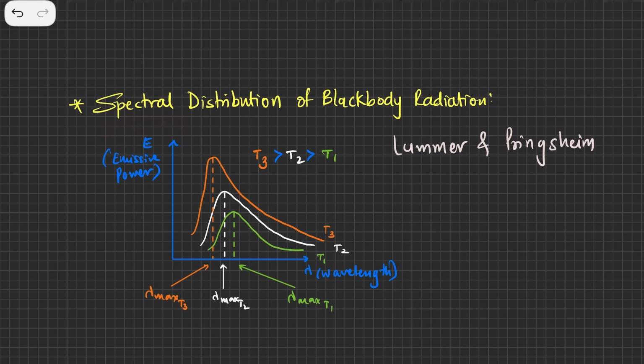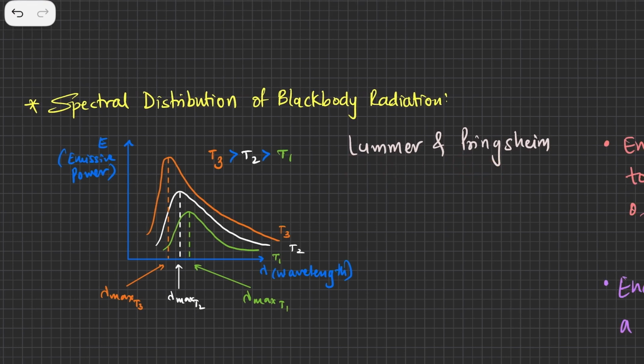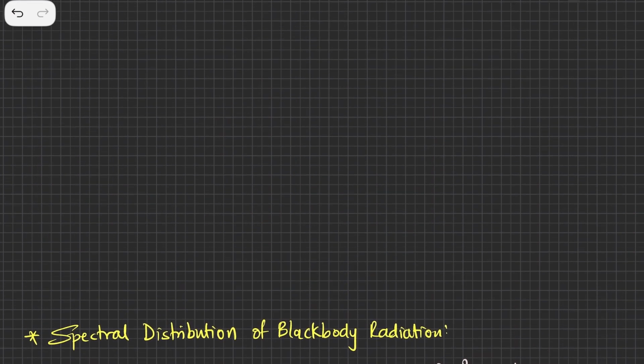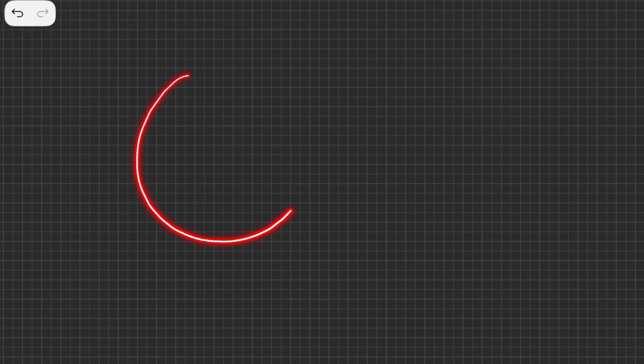So this was done by Lummer and Pringsheim. These two guys actually did this. Now what these two guys did, they took a perfectly black body.